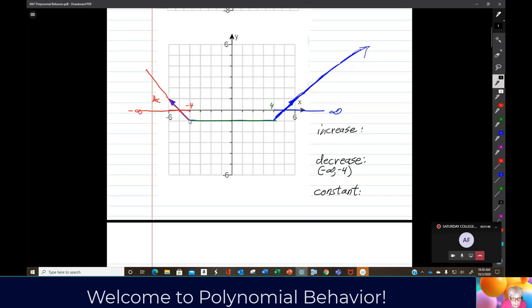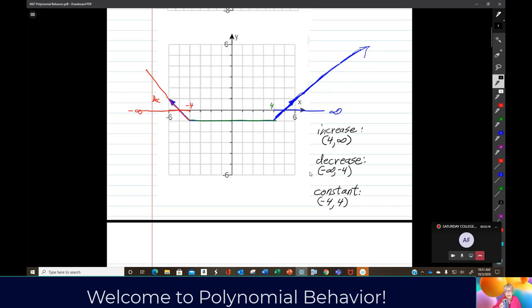It's constant from negative 4 to positive 4, and starts increasing at x equals 4 and goes out to positive infinity. And I've never seen anything but interval notation be used for this purpose.